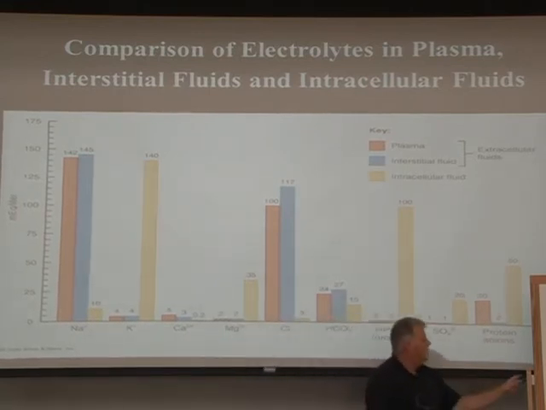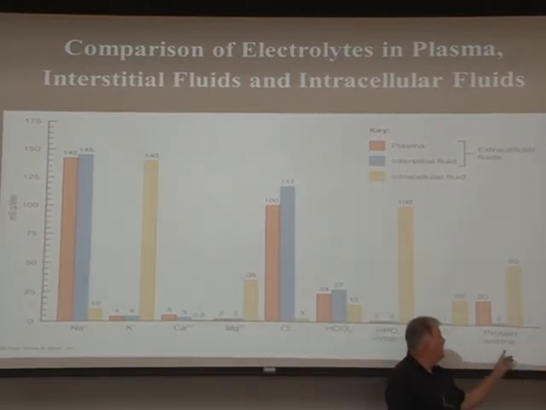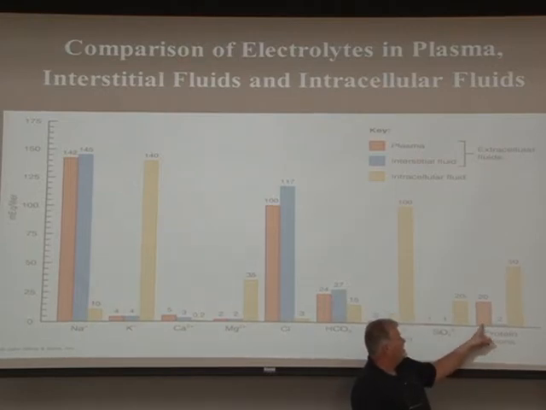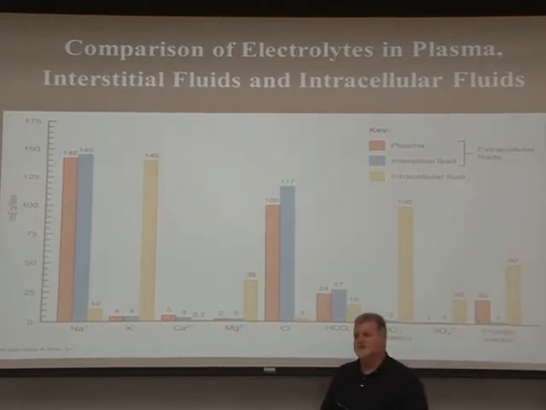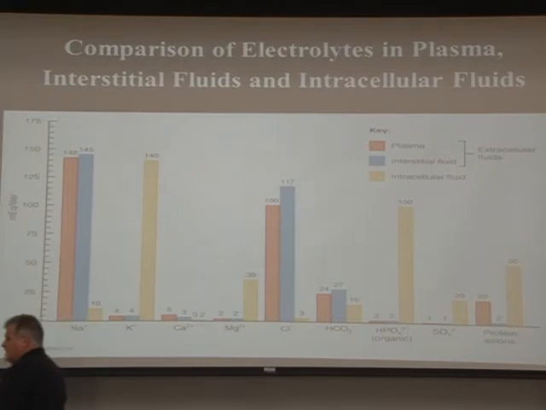And the only other one would be proteins, where we typically keep our proteins either in our blood or in our cells and not in our interstitial fluid. So BCOP that we talked about is over here, and then inside cells is different. So it's kind of a pattern of what we talked about.